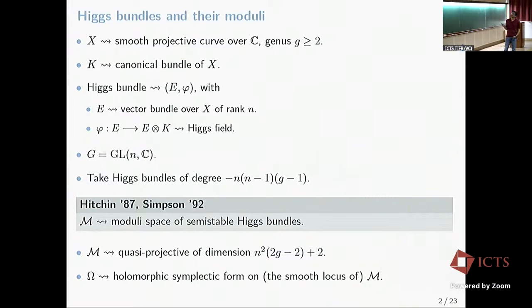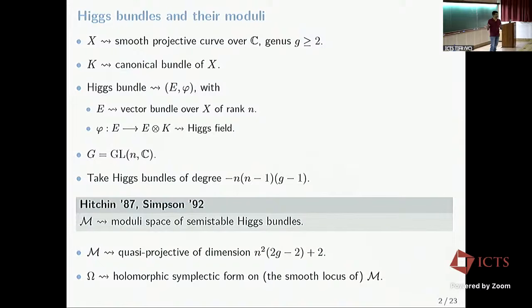So X will be a curve, genus at least 2, K the canonical. Here are the Higgs bundles I'm going to consider. No conditions on the Higgs field, of course, holomorphic and so on. The vector bundle also no conditions. So this means that I'm considering Higgs bundles for GL_n(C). For simplicity, I'm going to take Higgs bundles for this degree.